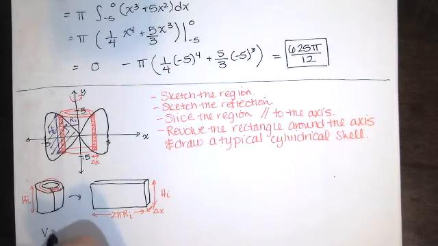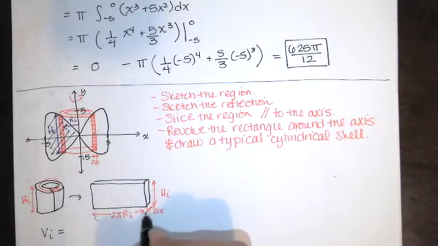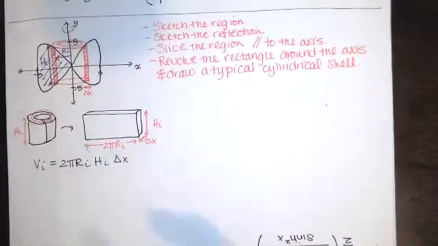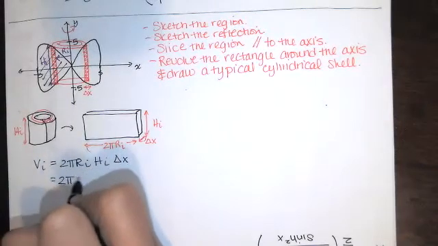So volume is length times width times height, which is 2 pi times the radius times the height times delta x. Now we just need to find the radius and height in terms of x.